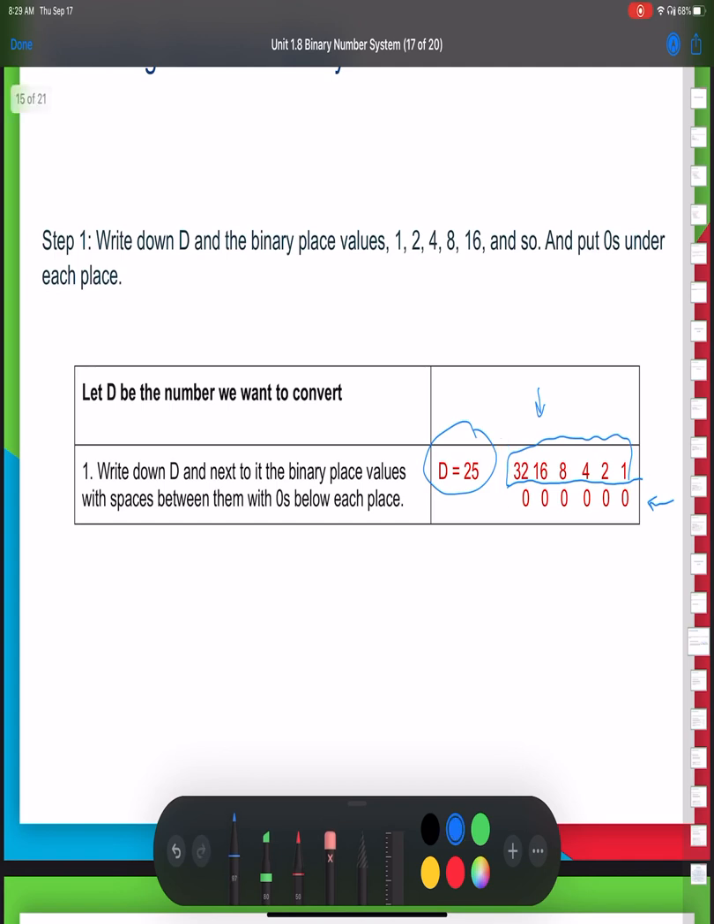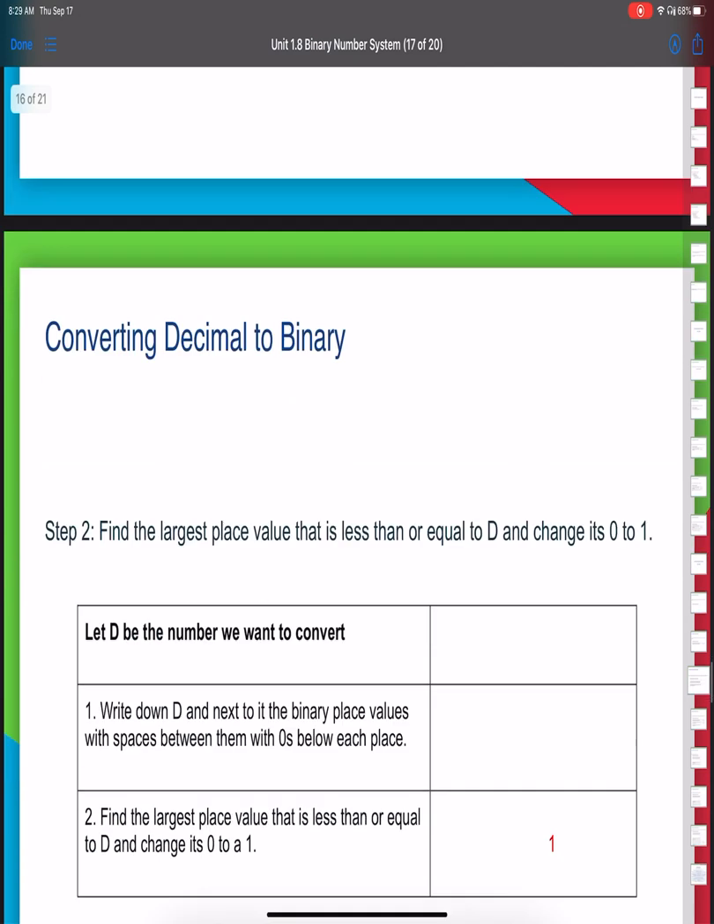All right, so with that being said, let me erase this and we'll continue on with the notes, and then we'll finish up the problem and solve it.